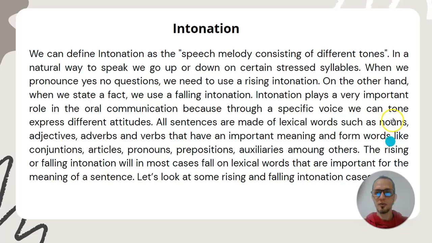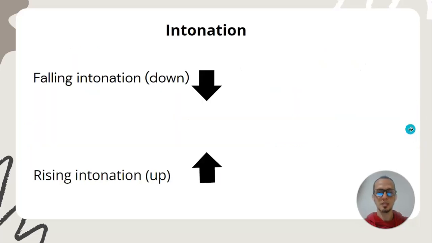Intonation plays a very important role in oral communication because through a specific tone of voice, we can express different attitudes. All sentences are made of lexical words such as nouns, adjectives, adverbs, and verbs that have an important meaning, and form words like conjunctions, articles, pronouns, prepositions, auxiliaries, among others. The rising or falling intonation will in most cases fall on lexical words that are important for the meaning of a sentence. Let's look at some rising and falling intonation cases.